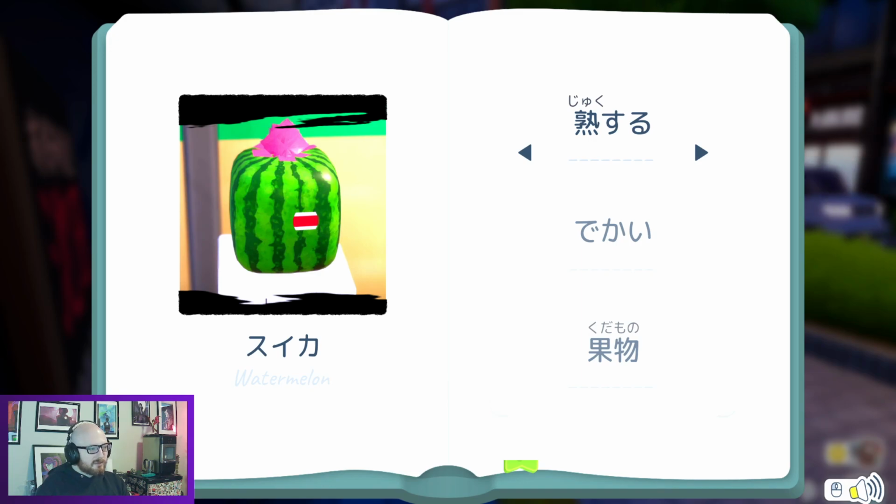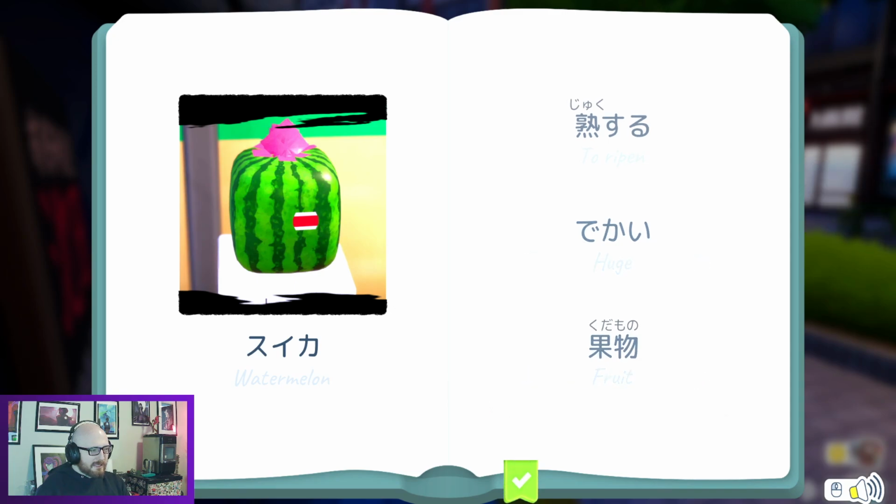Let's go ahead and listen to these. Jukusuru. I think I remember this one. I believe that's to ripen. Dekai. Isn't that like huge? And Kudamono is, of course, fruit. So let's see. Fruit, huge, and to ripen. Well, I think we're doing just fine then.